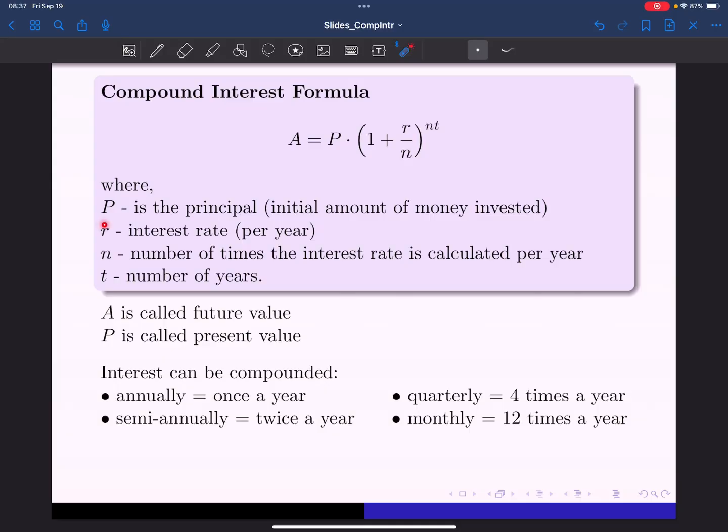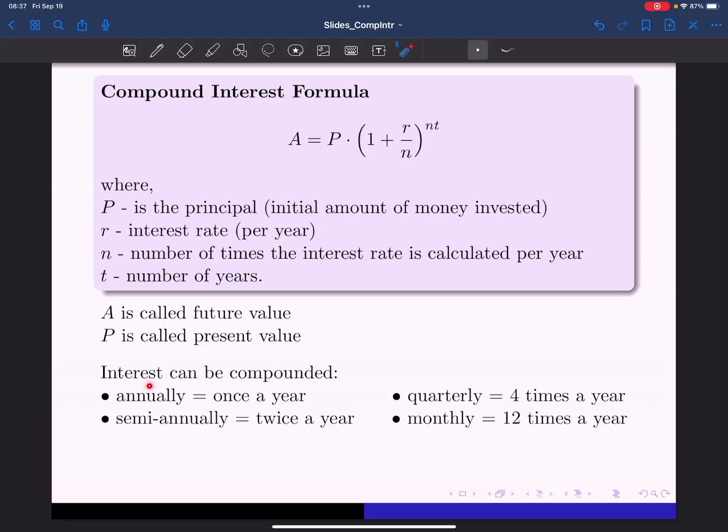So P is called the principal, or the initial amount of money that we deposit or invested. R is the interest rate per year, and the interest rate needs to be in percentage. And N is the number of times the interest is calculated per year. If we calculate twice per year, 3 times per year, and so on. T is the number of years. So A is called future value, and P is called present value.